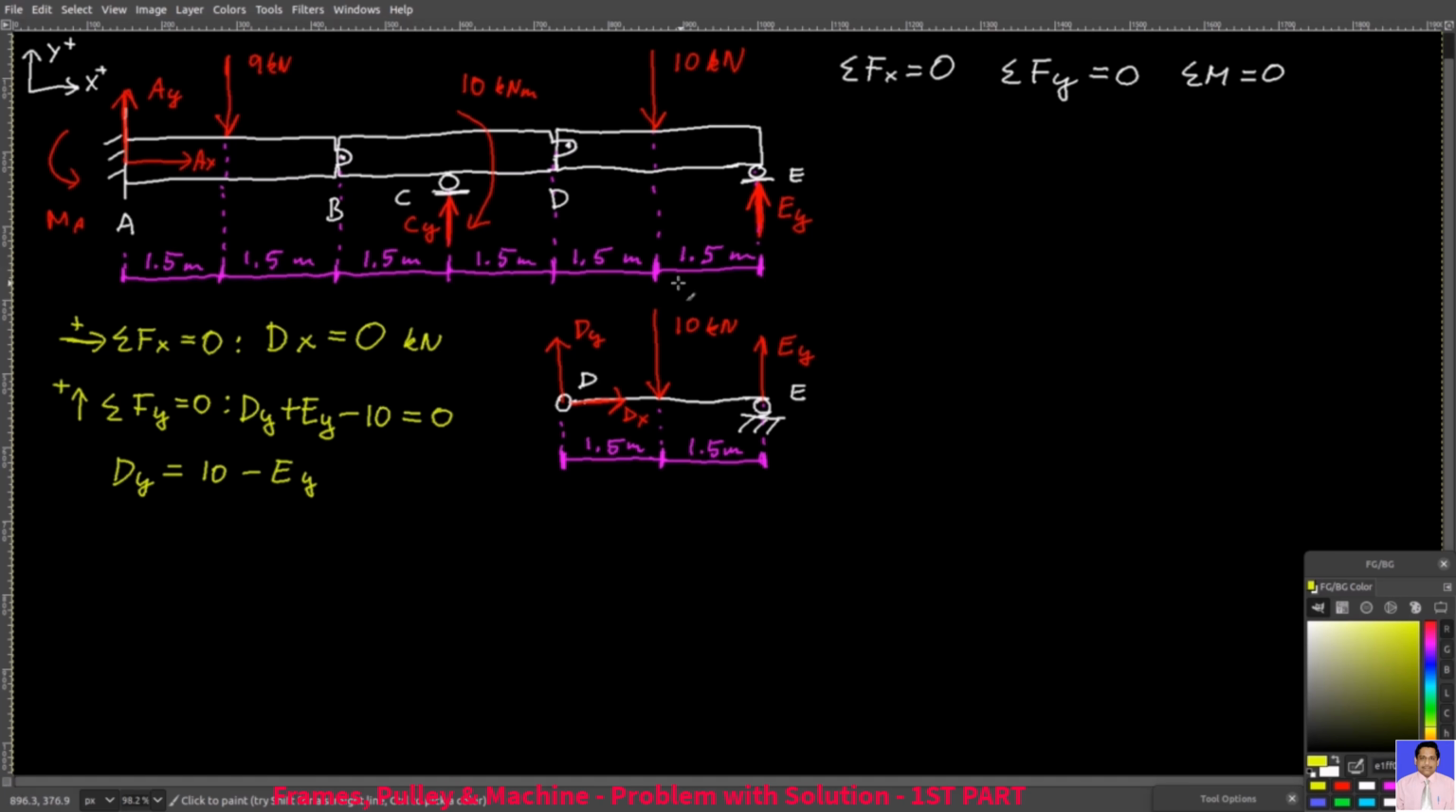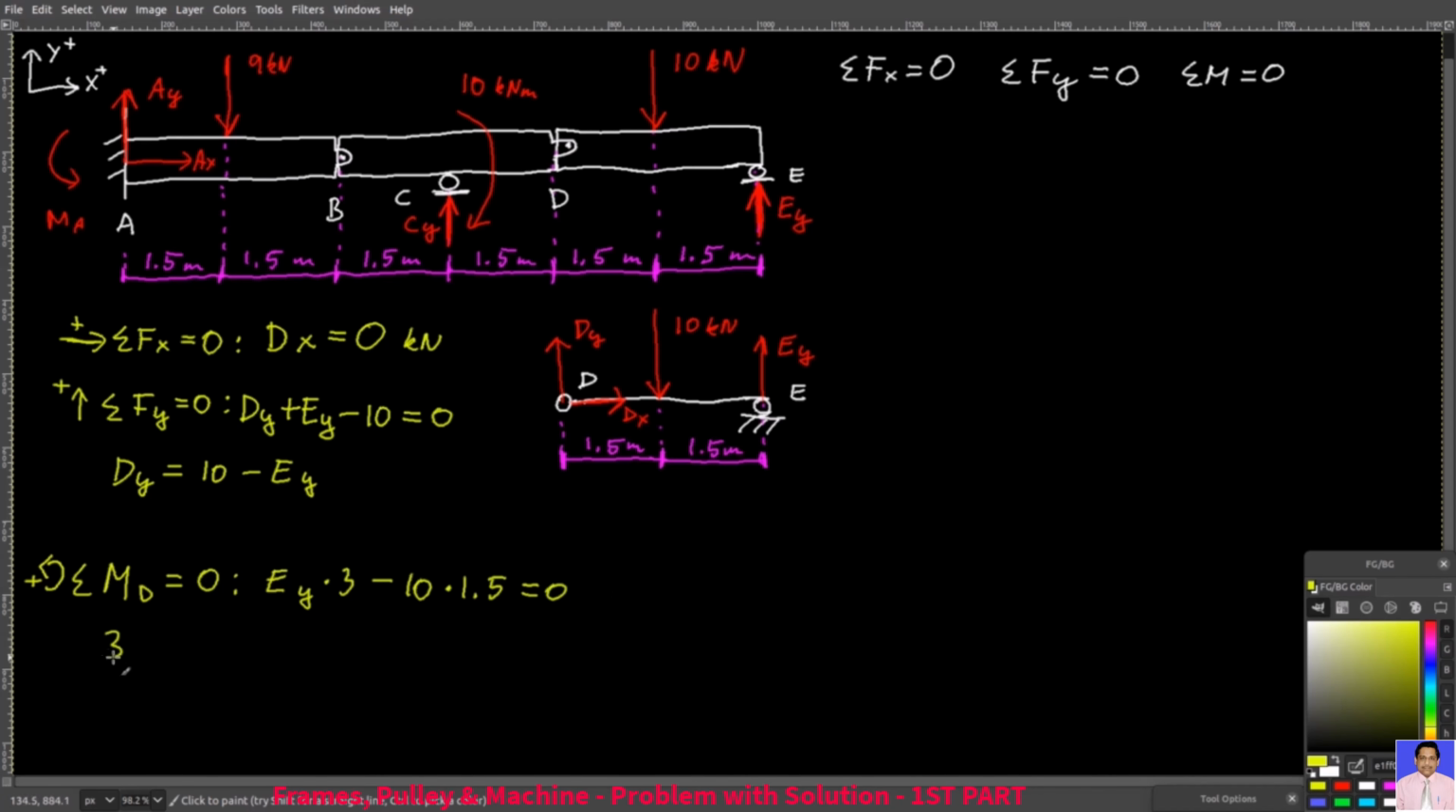Now from symmetry you already know that because this 10 kilonewton force is vertical and it's applied to the middle of this member, then of course your Ey will be 5 kilonewtons and Dy will be 5 kilonewtons. But let's find them formally. So I'm going to take a moment about point D, their sum has to be 0. So this will be the equation.